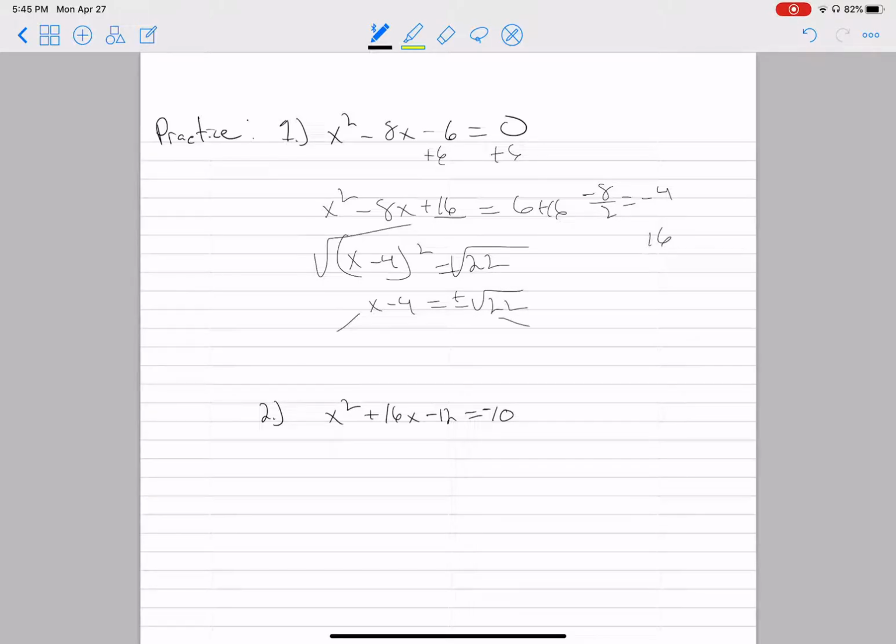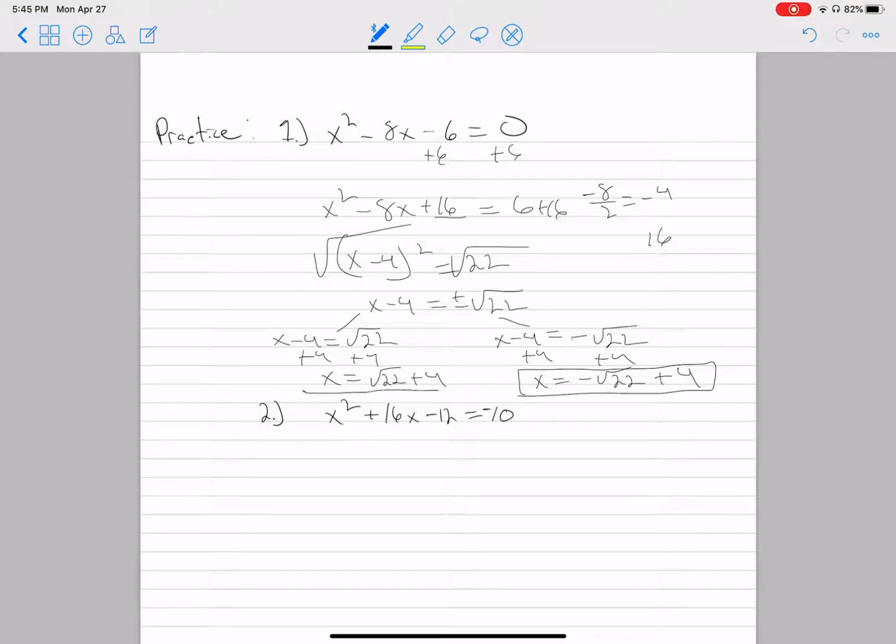Means I have 2 answers. X minus 4 equals the square root of 22, and x minus 4 equals the negative square root of 22. Plus 4 plus 4, x equals root 22 plus 4 on this side, plus 4 plus 4, x equals negative root 22 plus 4 on this side. These are my 2 x-intercepts, my 2 roots. Hopefully that's what you just did.